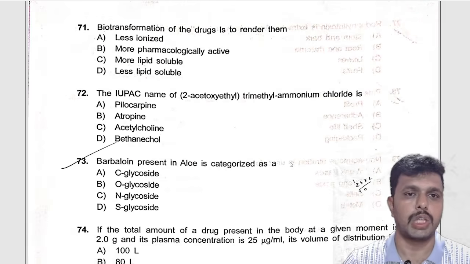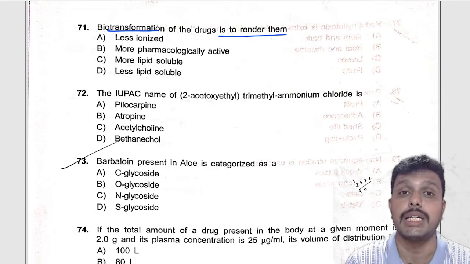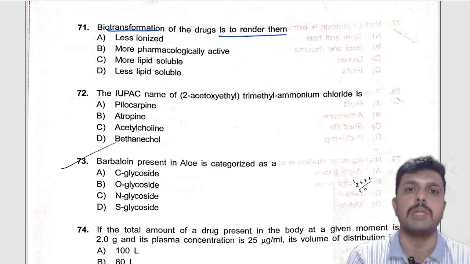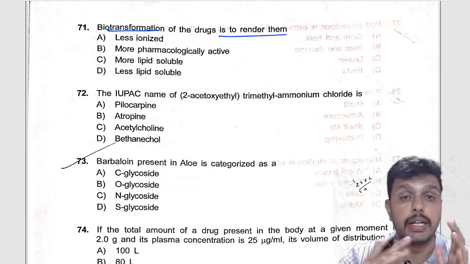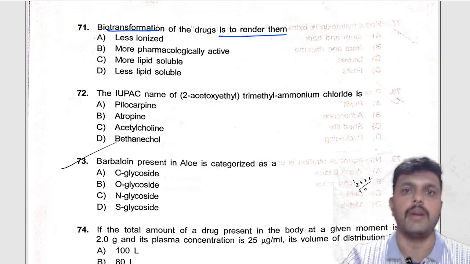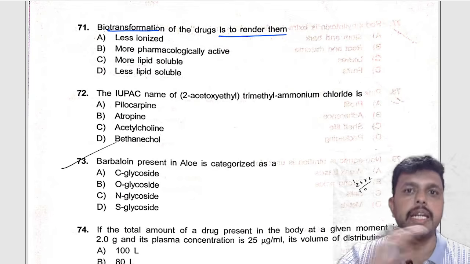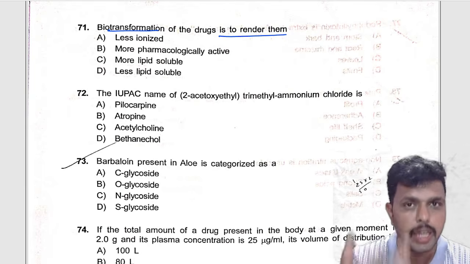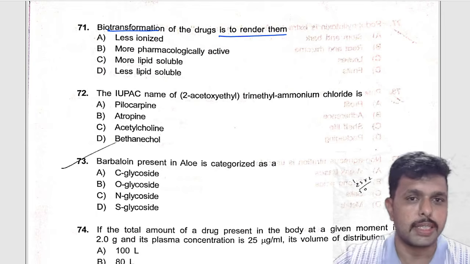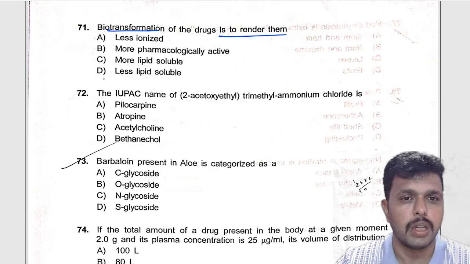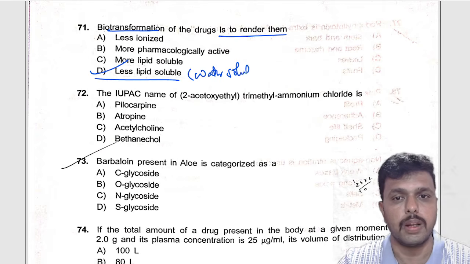So next, question number 71. Biotransformation of the drug is to render them... Biotransformation is also known as metabolism of drug. What it does is convert lipid soluble into water soluble. Once the drug becomes water soluble, it will be excreted through the kidney. So this is the mechanism. Higher the ionization of the drug, higher the excretion of the drug. It will be converted into less lipid soluble, meaning water soluble.